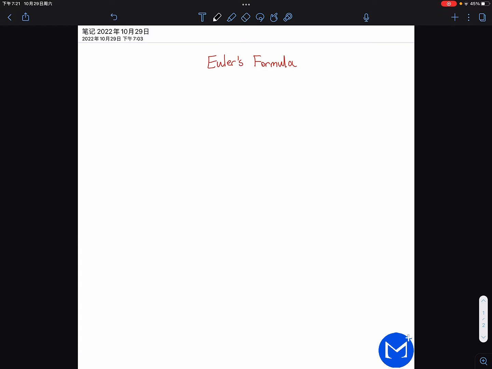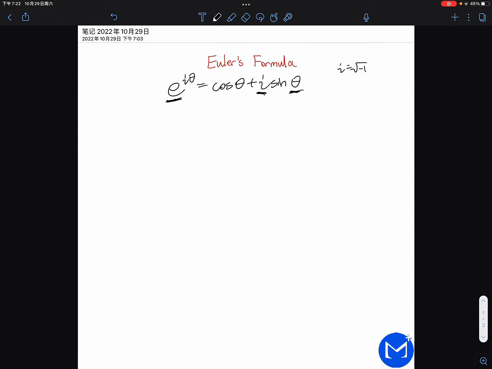We're going to talk about Euler's formula today. What is it? Euler's formula says e to the power of i times theta equals cosine theta plus i sine theta, where e is the base of the natural logarithm, i is the imaginary unit, so i equals the square root of negative 1, and theta is the angle in radians, okay? And we're going to prove this formula today step by step using calculus.